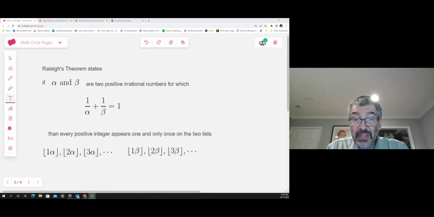And then you do the same thing for beta, right? Beta is this other irrational, and the two numbers are related by the sum of their reciprocals being 1. But you do the exact same thing. You take 1 times beta, 2 times beta, 3 times beta, round those all down to their nearest integers. It's called taking the floor.